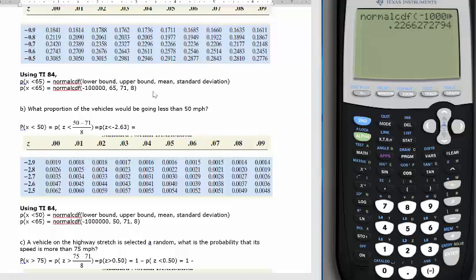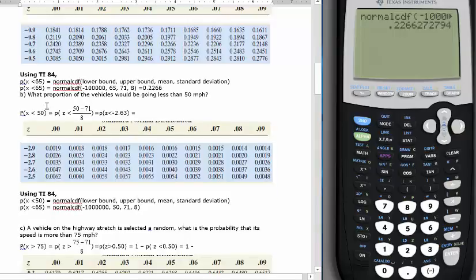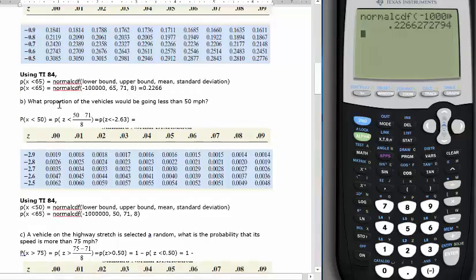And here's the answer. As you can see, it's not different from what we did using the table, 0.2266. If it was different, it would be only very slightly different. Okay, let's move on. Next question.